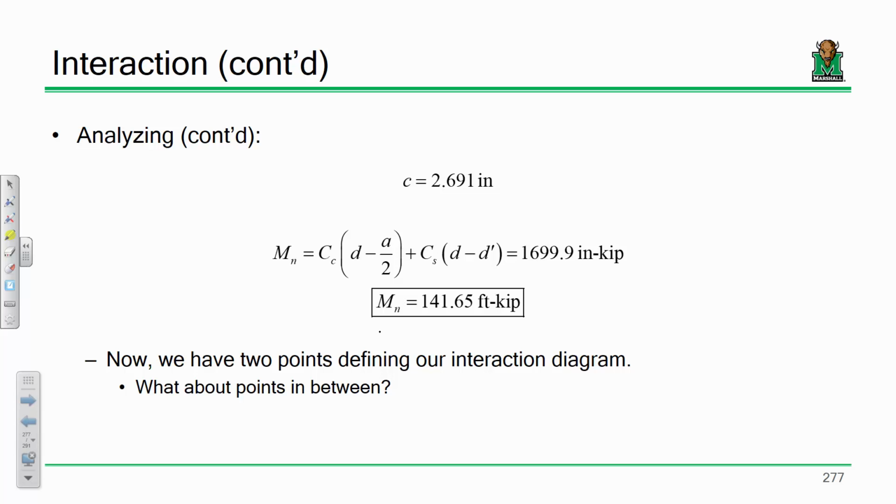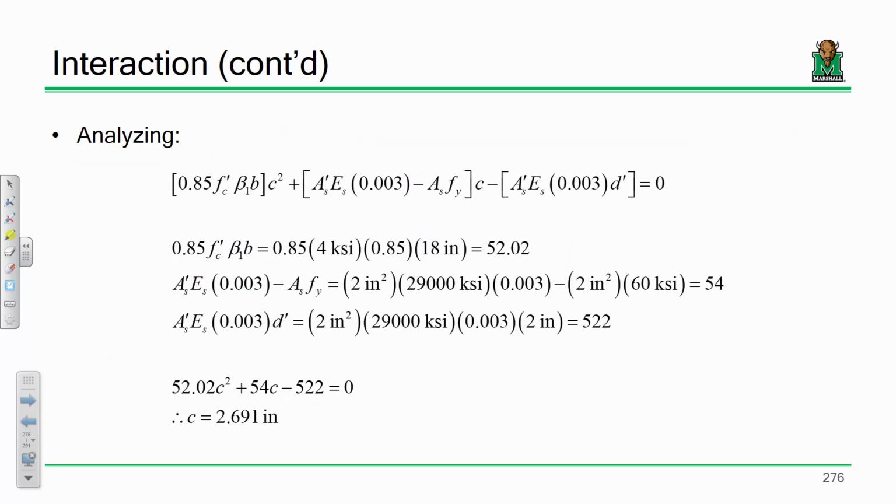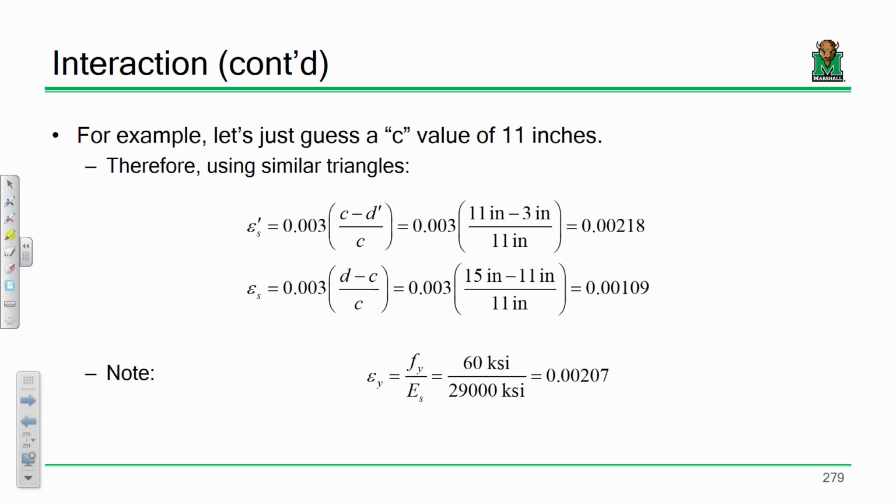Well, a very, very easy way of doing this, and let me preface this, if you were doing this for real, the magic word is Excel, okay? Because Excel can do calcs over and over and over again. So an easy way of defining the remainder of the curve is to just guess a C value. Remember, C is where your neutral axis is.